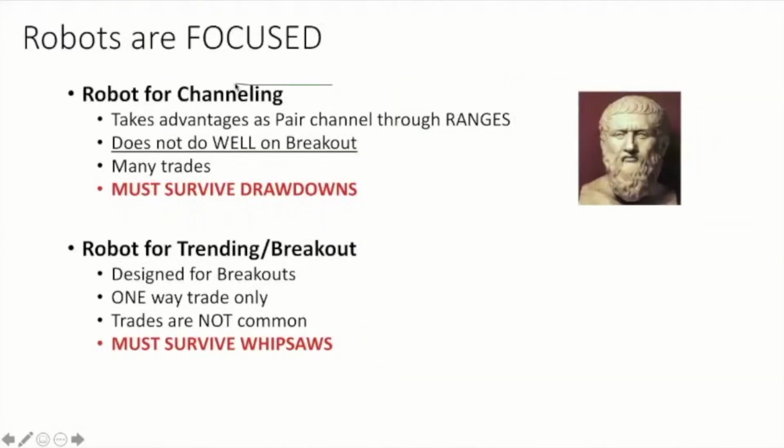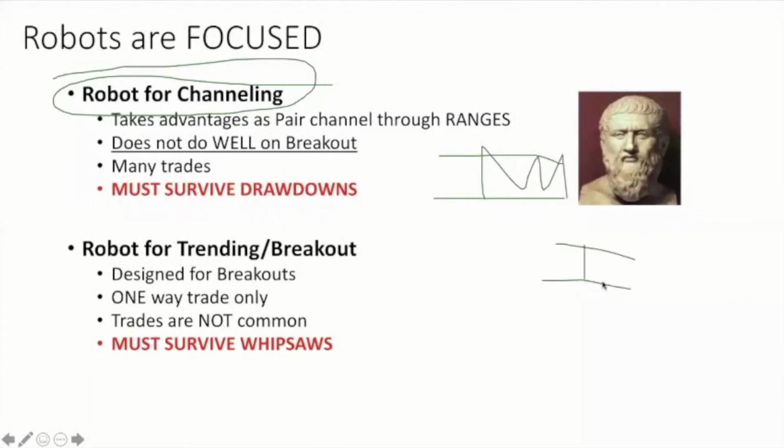So if you want a grid, you can have a robot for channeling, which is good if it goes through ranges like that, or even ranges like this. And you should have another one that's designed for breakouts to go up or down. This keeps it separate. When price goes like this, the channeling robot can take many, many trades and make money while you're in this range. A robot for breakout basically has to wait for an event for the breakout down here or down there, and it may take a longer time to trigger. So this is a one-way trade only, whereas this is a multiple-ways trade. In fact, you can adjust the parameters of the robot, whether it goes one way or both ways.